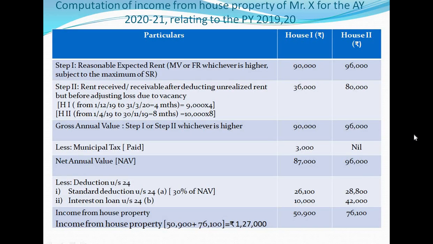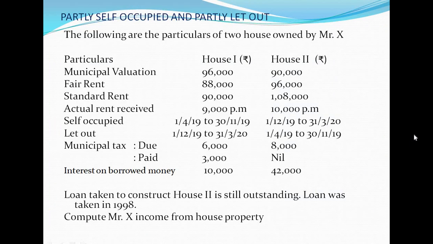Now if you look at the solution, we have house 1 and house 2. The first step is to find out the reasonable expected rent. For the reasonable expected rent, we have to compare the municipal value or fair rent, whichever is higher, but subject to the maximum of SR. Now let us look at the problem.